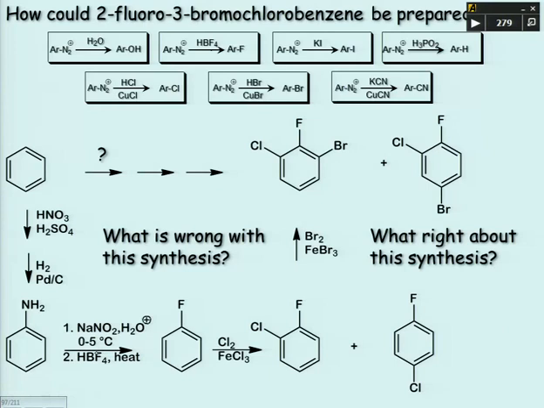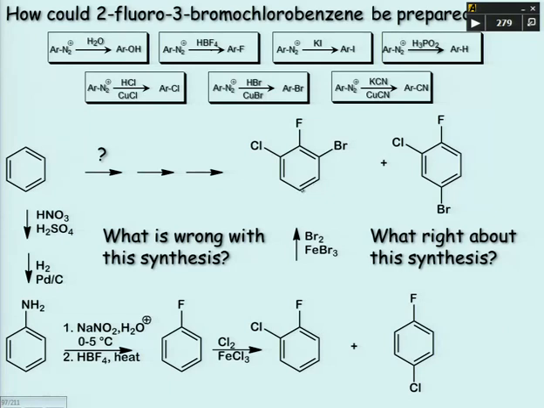What's right about it is it's a way of introducing the fluorine. This is a good step. So we want to keep that step. We want to keep the fluorination step in this synthesis. But how in the world are we going to direct it there?